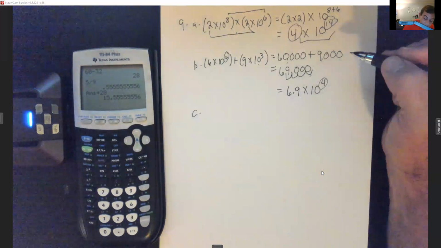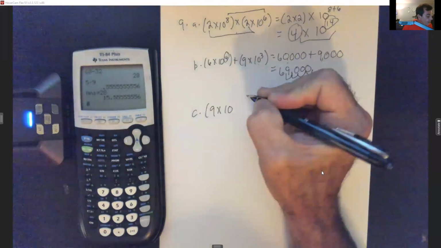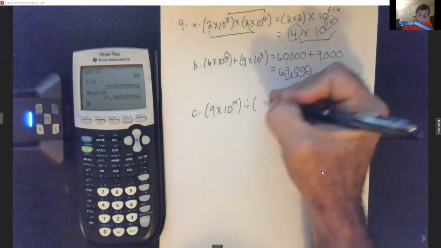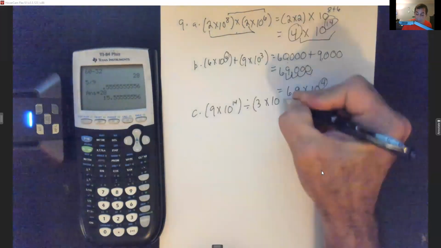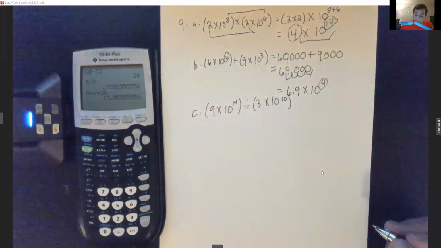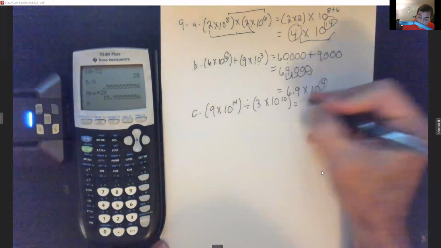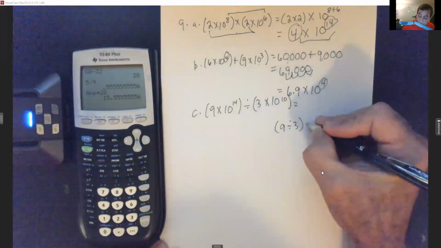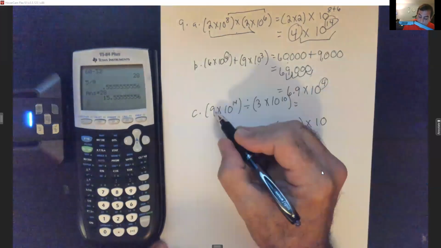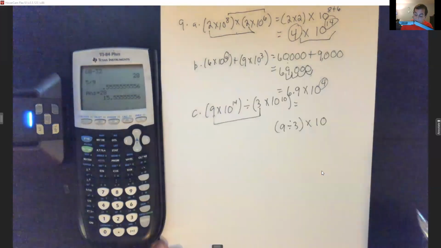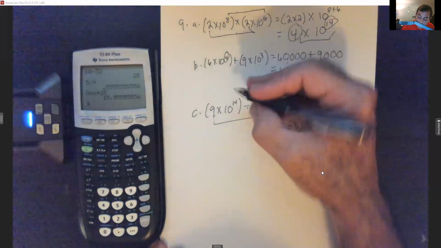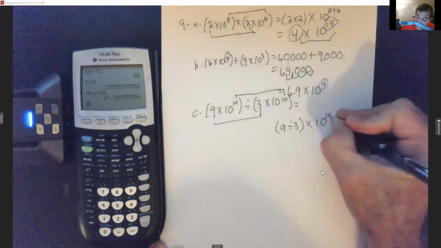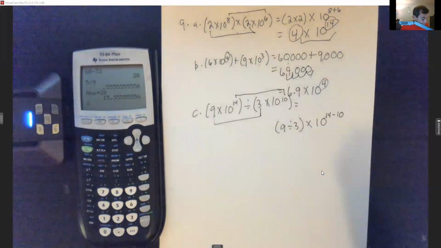All right, the last one is division. 9 times 10 to the 14th divided by 3 times 10 to the 10th. So division is sort of like multiplication. In the front, you take the 9, divide by the 3, and then it's going to be times 10. So you take the first number, divide by the second, then it's always times 10. Now to get this exponent, since you're dividing, you subtract exponents. So that'll be 14 minus 10 for that exponent.